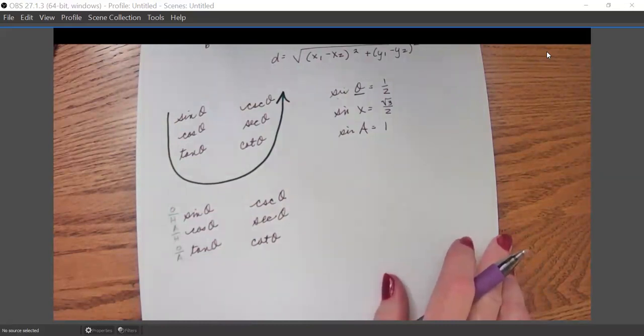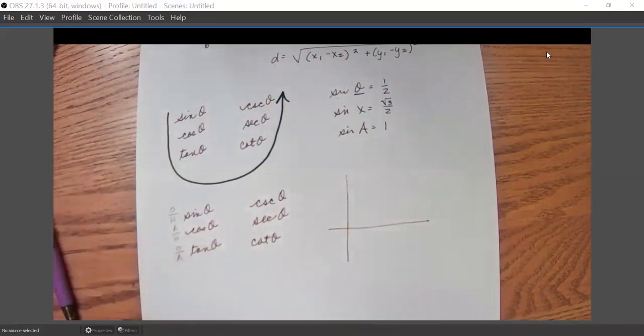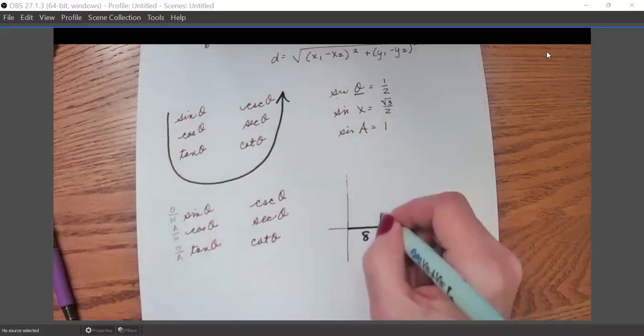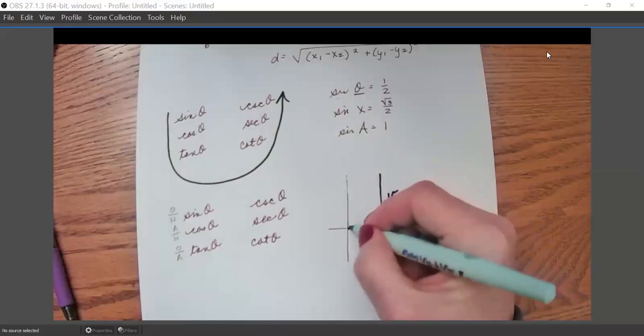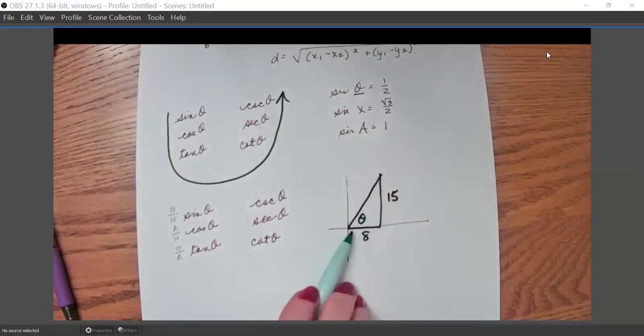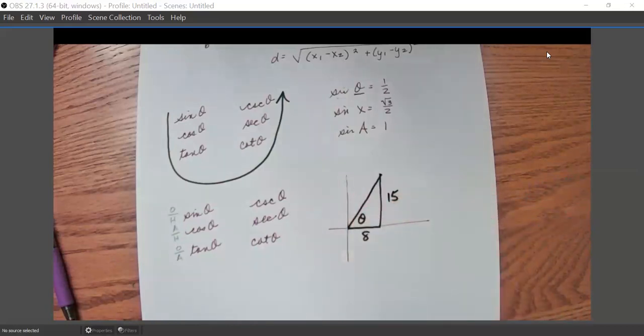So let's look at example 1. Example 1 is this triangle. The x is of length 8. The height is of length 15. And there's my angle theta. We're always going to be using theta with respect to the x-axis. So this is not theta up here. Theta is with respect to the x-axis.